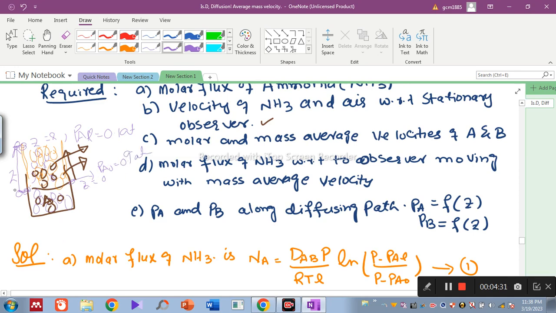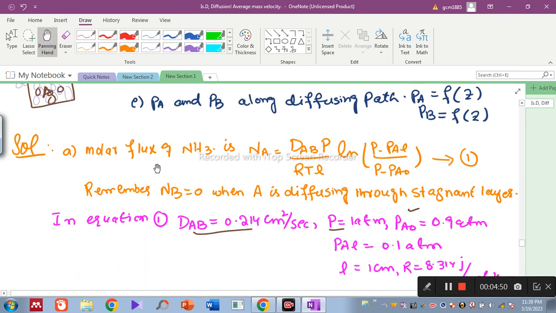And then we will calculate what the partial pressure of ammonia will be in this stagnant layer of air, which is 1 centimeter thick and which is present at 25 degrees centigrade and 1 atmospheric total pressure.